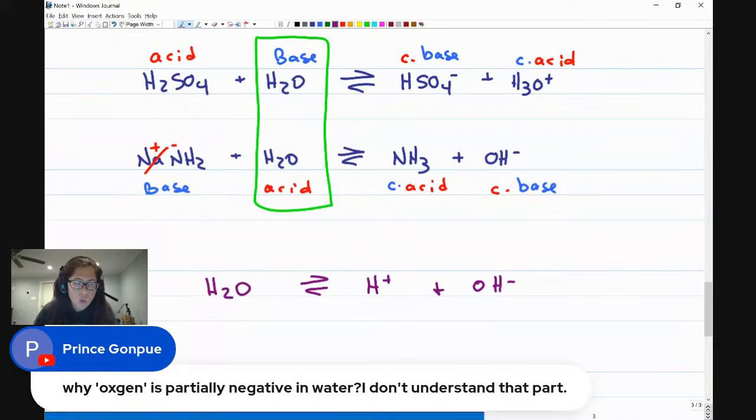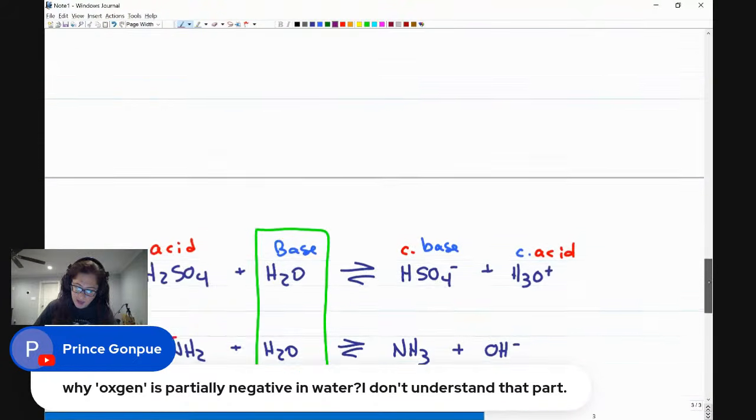Question: why is oxygen partially negative in water? I don't understand that part. So let's go back here.